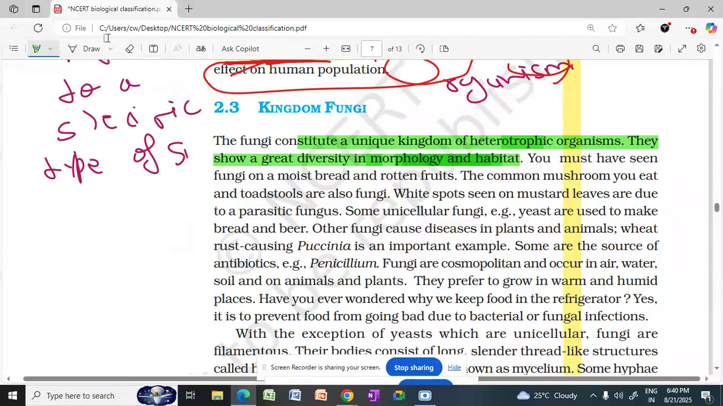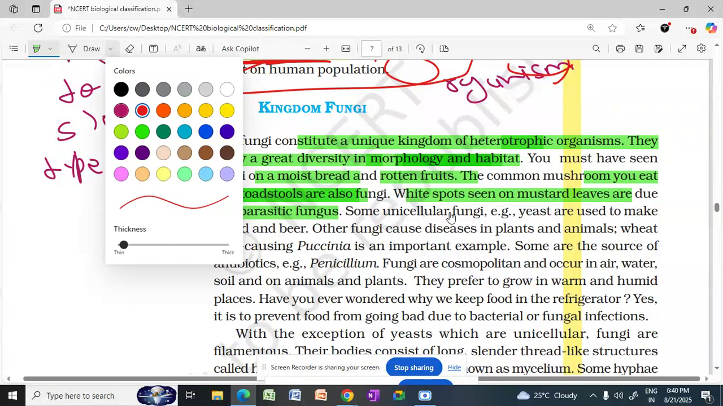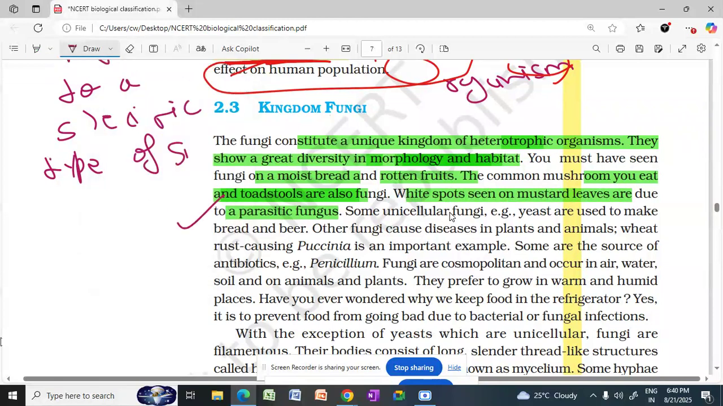You must have seen fungi on moist bread and rotten fruits. The common mushrooms you eat and the toadstools, they are also fungi actually. White spots seen on mustard leaves are due to a parasitic fungus. So white spots which are seen on the mustard leaf, that is due to the parasitic fungus.